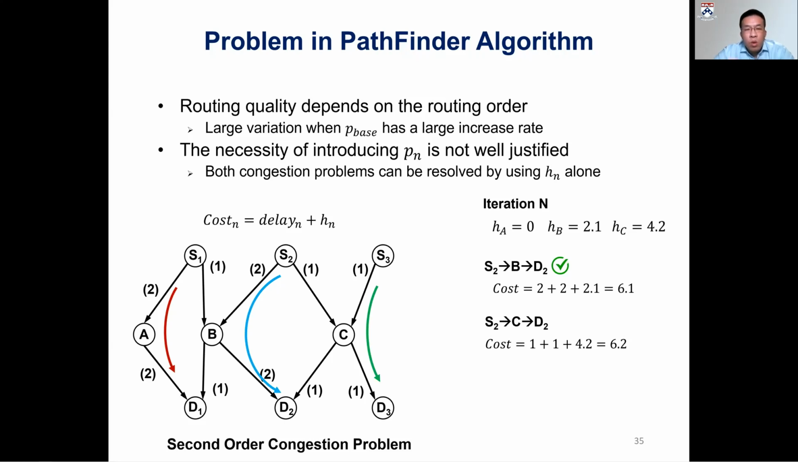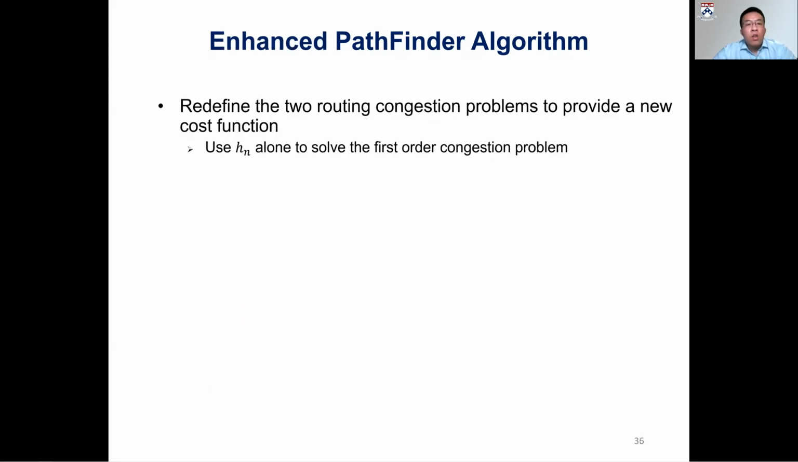So we can see that using Hn alone can resolve both first order and second order congestion problems. In this presentation, we redefine the two routing congestion problems and provide a new cost function to resolve these two problems. First, we reuse the first order congestion problem defined in the original PathFinder algorithm, but we propose using Hn alone to solve this congestion problem.